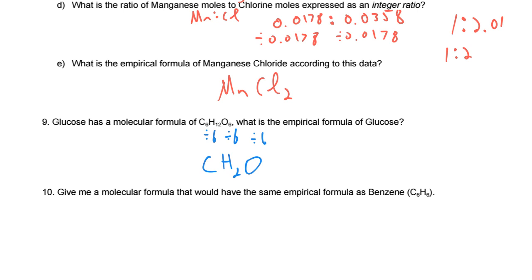Molecular formula that would have the same empirical formula as benzene, C6H6. So it needs to be a molecular formula that also simplifies down to the empirical formula CH. Possible answers would be just simple CH, C2H2, C3H3. I think you see where I'm going with this. C4H4 and on and on. All of those would have the same empirical formula as benzene.